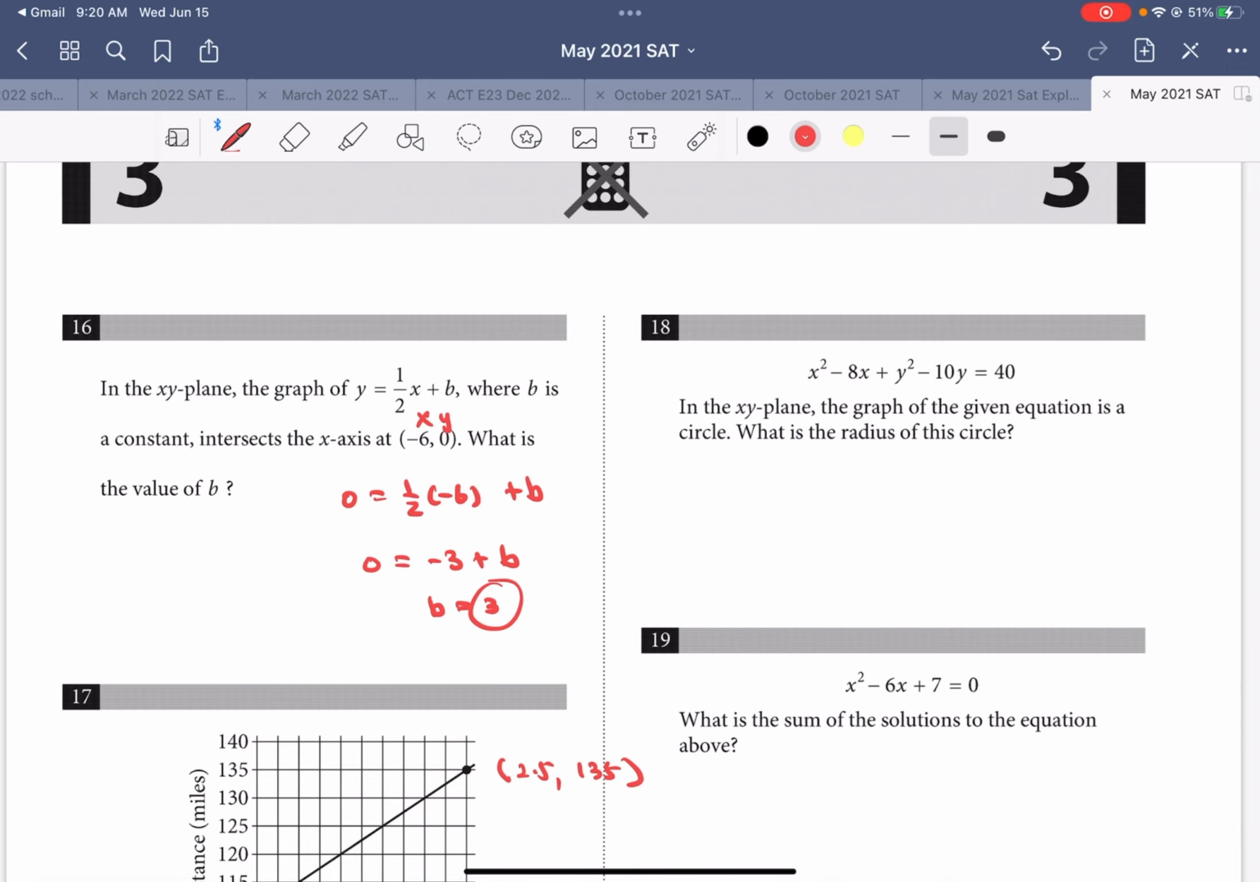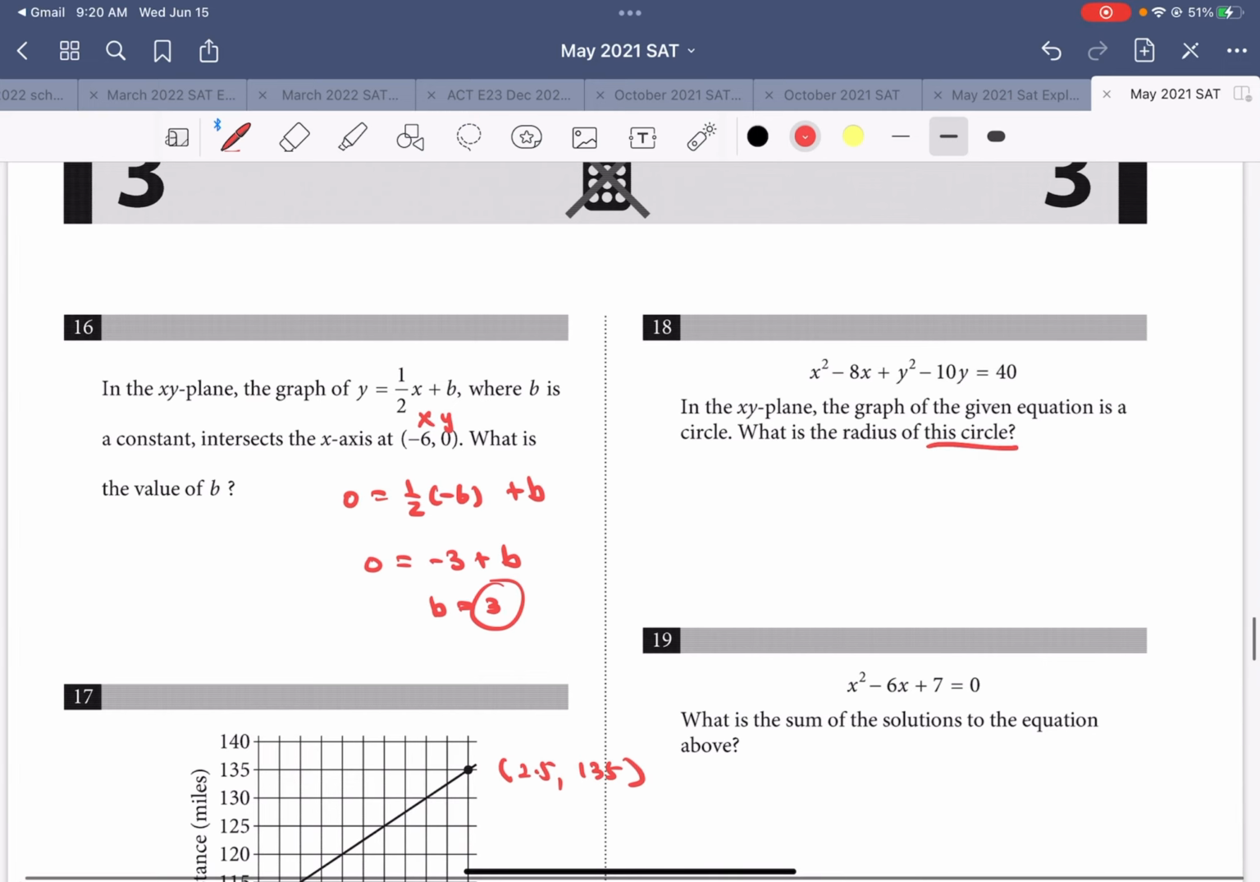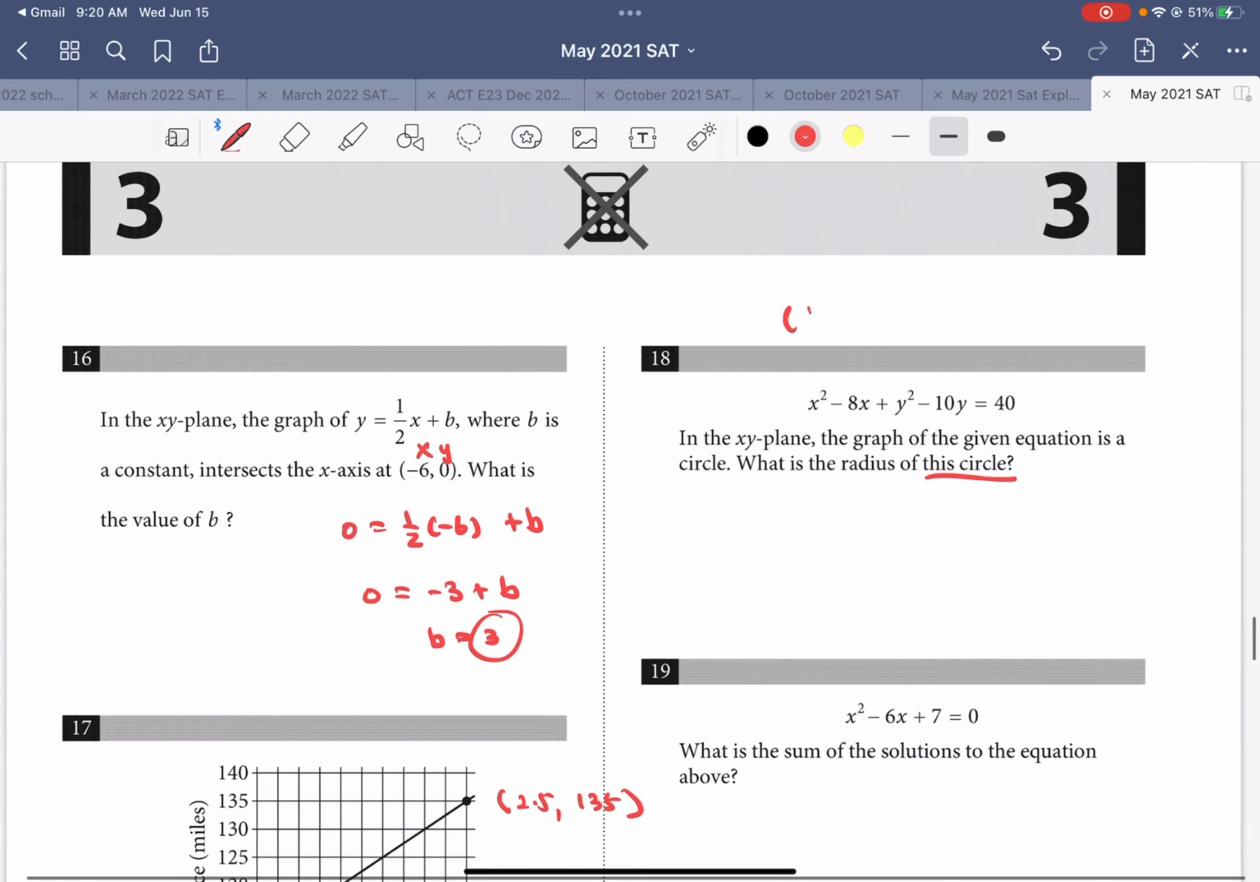Number 18. So this one is again a circle equation. Circle equations are always on the SAT, so make sure you know the basic format: x minus h squared plus y minus k squared equals r squared. R is the radius and the center is h, k. So in this problem you need to complete the square to find h and k, and also the radius.